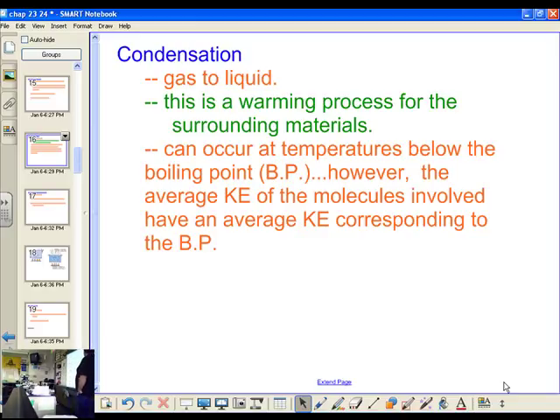However, the molecules involved have an average kinetic energy that corresponds to the boiling point. Remember, when I say 100 degrees, that corresponds to a certain amount of energy, right? There is an energy value to 100 degrees Celsius.